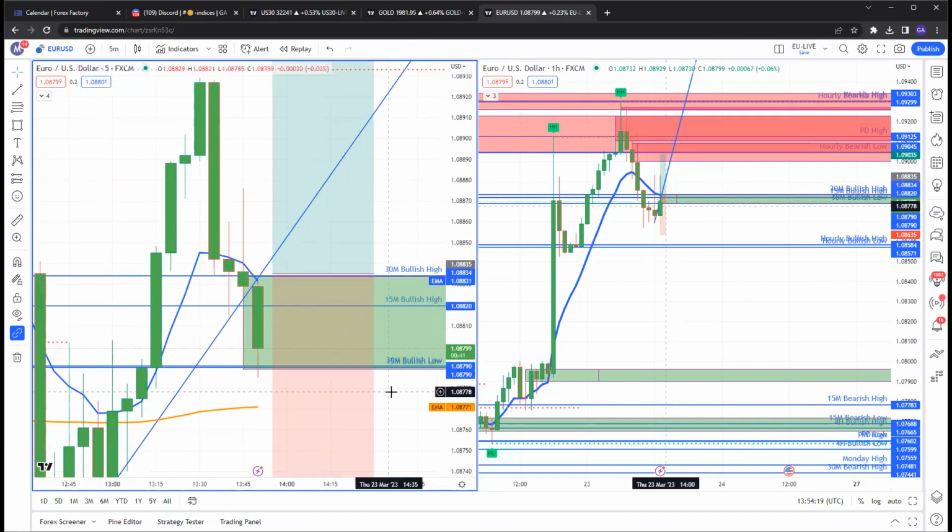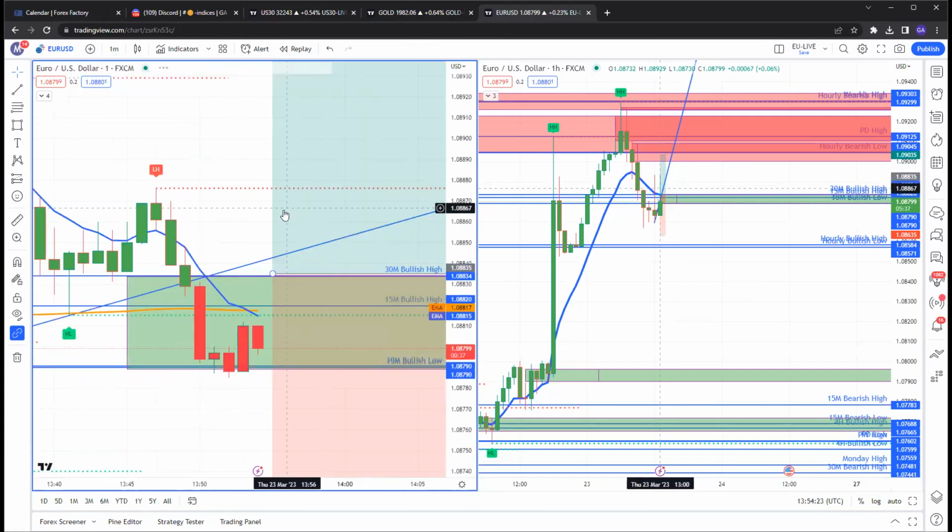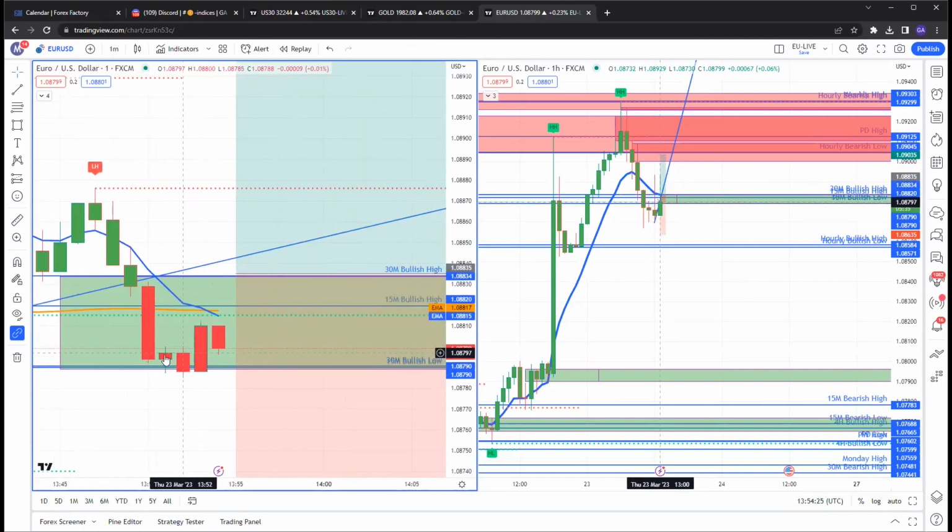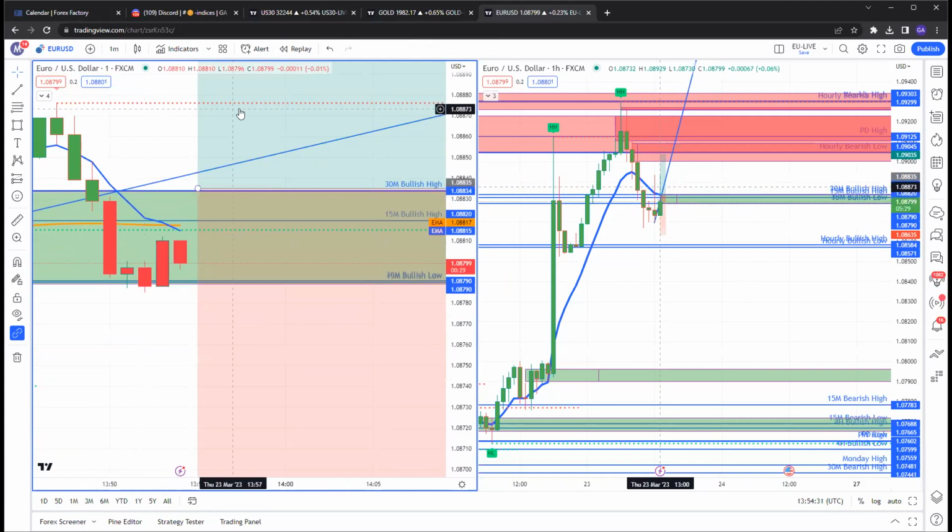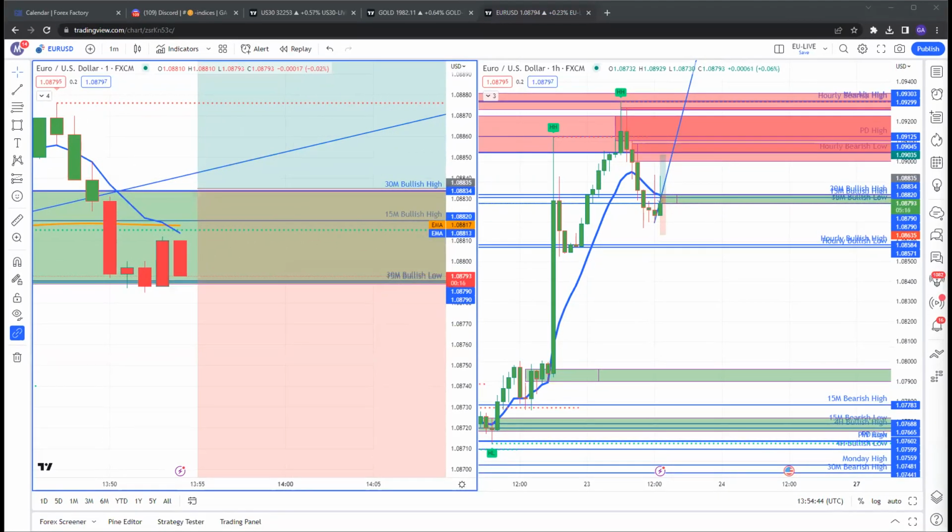Okay, so we are at the 30-minute bullish low. Let's see what's happening at the 30-minute bullish low. So we have a retest on the 1-minute, right? Because this is the last possible buy, or even a better buy for this. I like how price is retesting and closing above, but the trend is still red. US 30 is bullish, gold is bullish, EU is 50-50.